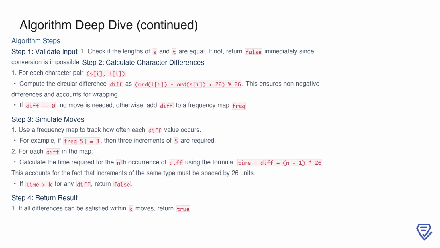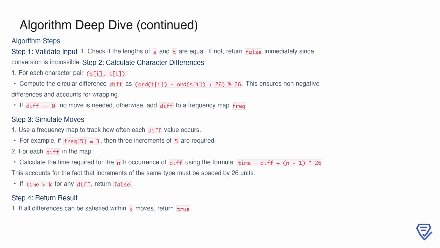To solve this, we begin by validating the input. The first step is to check if the lengths of s and t are equal. If they're not, we can immediately return false because the conversion is impossible. Next, for each character pair, s[i], t[i], we calculate the circular difference, which tells us how many moves are needed to convert s[i] to t[i].